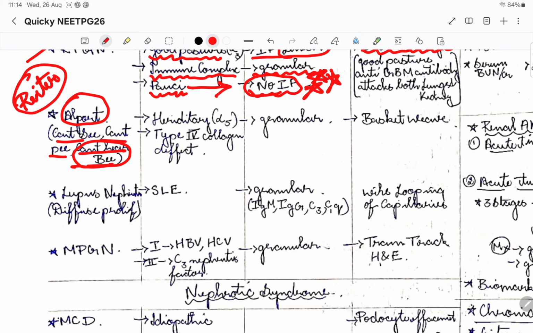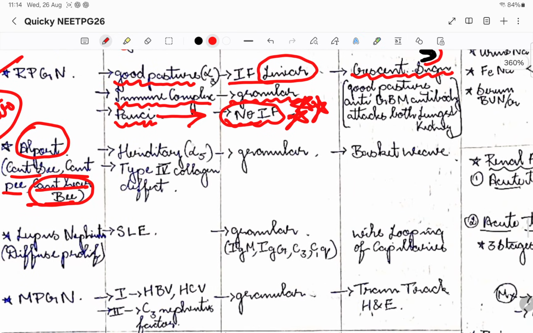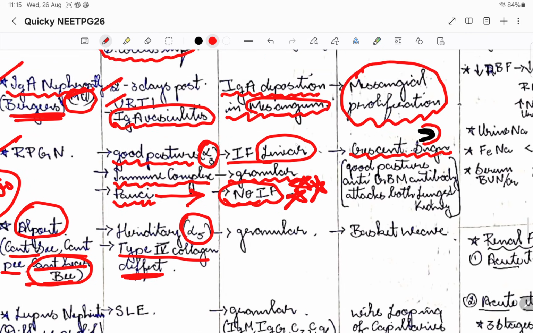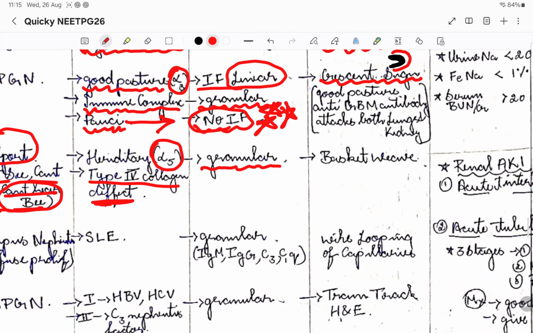Here there is a hereditary defect where the alpha 5 subunit is affected. In Goodpasture it was alpha 3, whereas in Alport syndrome it is alpha 5 that is being affected. Here it is a type 4 collagen defect. So again I told you, right? Until RPGN it was the linear deposition. Here it is going to be granular immunofluorescence, and the histopathology would look like a basket weave.